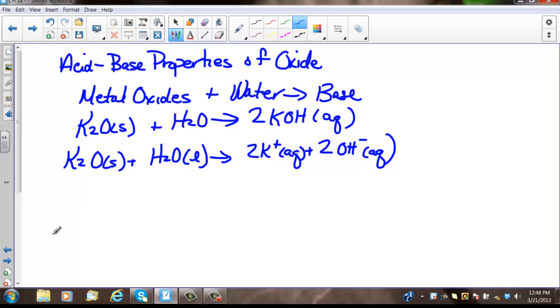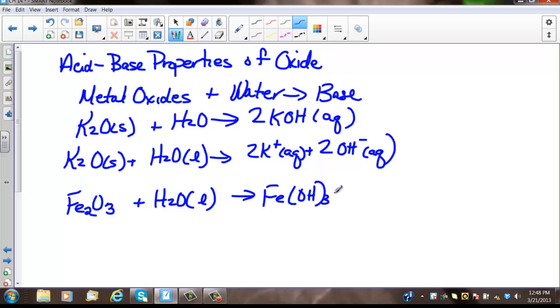Another example might be Fe2O3, so iron 3 oxide and water is going to yield Fe(OH)3. And I believe iron 3 hydroxide might be a solid. Well, it's only slightly soluble, okay, but it proves the point of metal oxides and water forming bases.